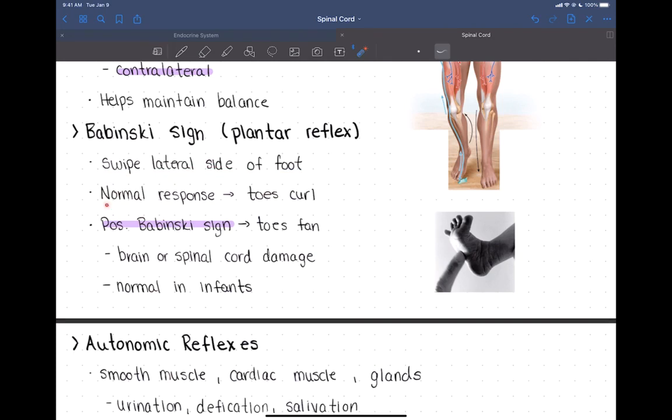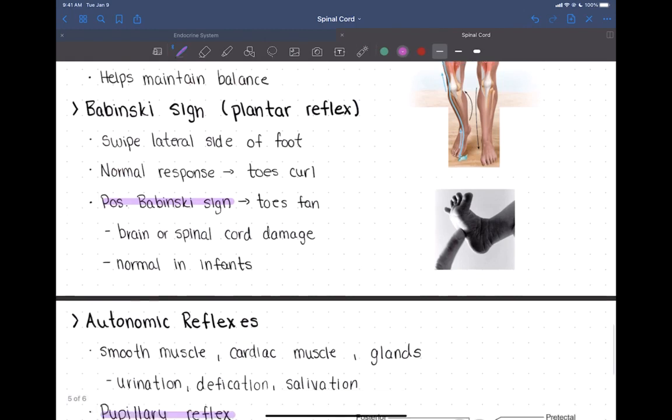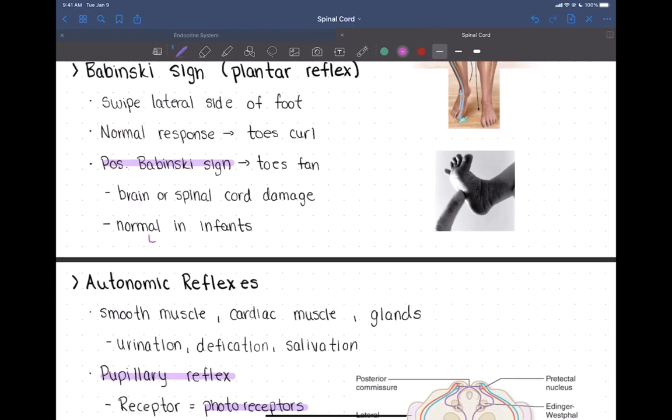A normal response to this would be that your toes curl. However, if you see the toes fan out, like we're seeing here with this baby, that is called a positive Babinski sign. In adults, that would indicate some sort of brain or spinal cord damage. However, in infants, this is actually a normal response, and that's because in infants, their neurons are still forming and they're not yet myelinated. So you'll get an abnormal sign for this reflex.